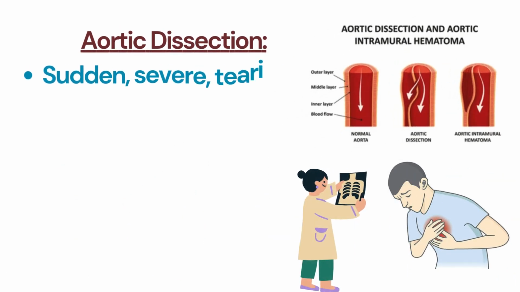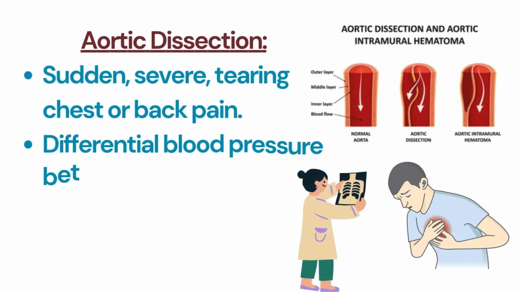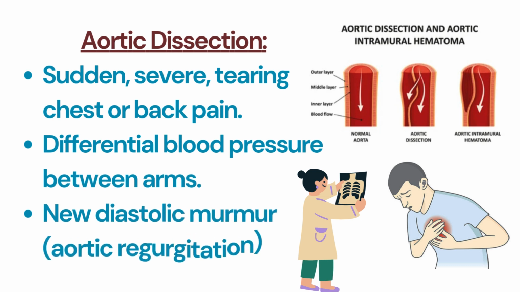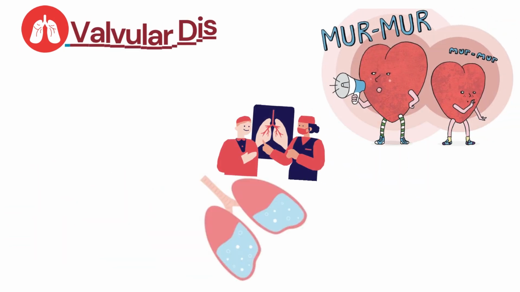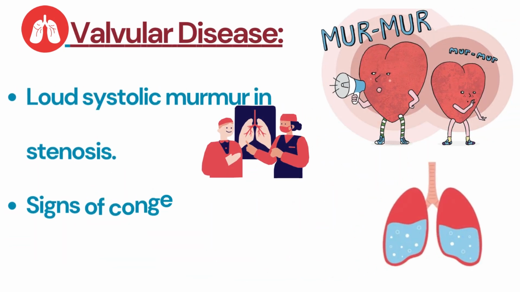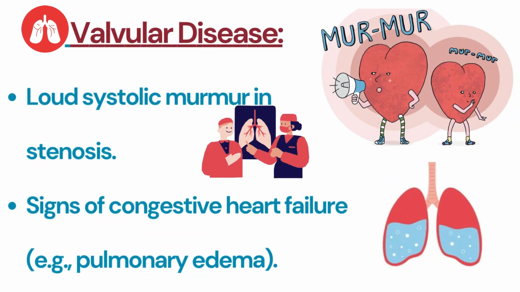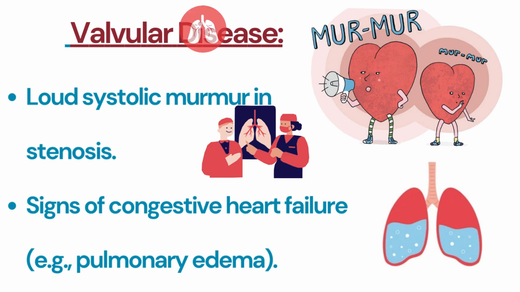Aortic dissection: sudden, severe, tearing chest or back pain, differential blood pressure between arms, a new diastolic murmur, such as aortic regurgitation. Valvular disease: loud systolic murmur in stenosis. Signs of congestive heart failure, such as pulmonary edema.